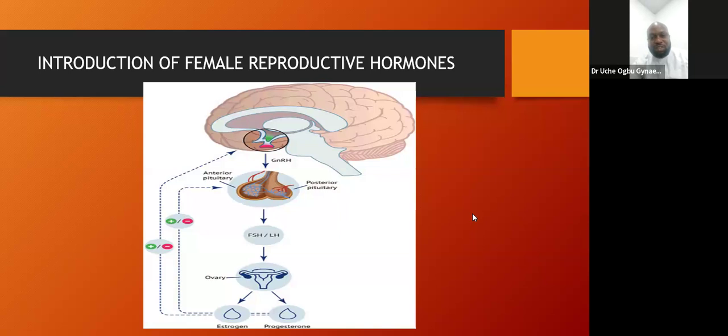So this is just an overview. The female hormone production starts from the brain before it moves to the genital organs, specifically the ovaries. Then the ovaries produce the two key hormones, estrogen and progesterone. I'll talk more on it as the discussion continues, or if you have any question. So let's dive into the main topic. We'll go on to the next slide.